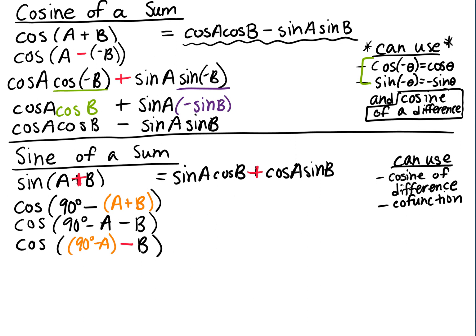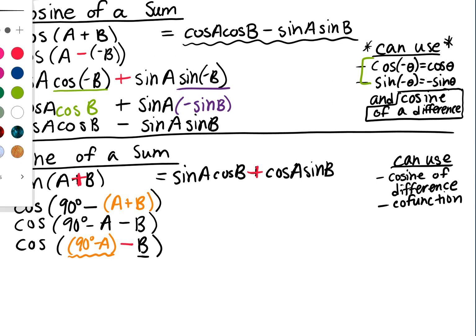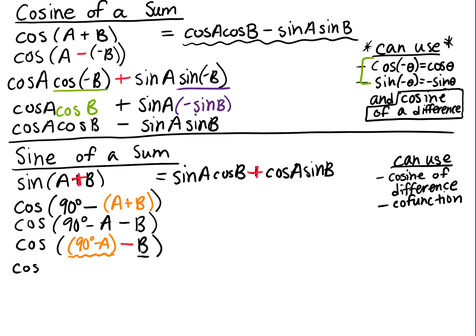B is my second angle. So the key with this is recognizing this is going to be the first angle, which is the first angle we're using in the expansion, and then the B is the second angle. The subtraction is just telling us, let's use that subtraction formula. So we're going to expand it for subtraction identity.